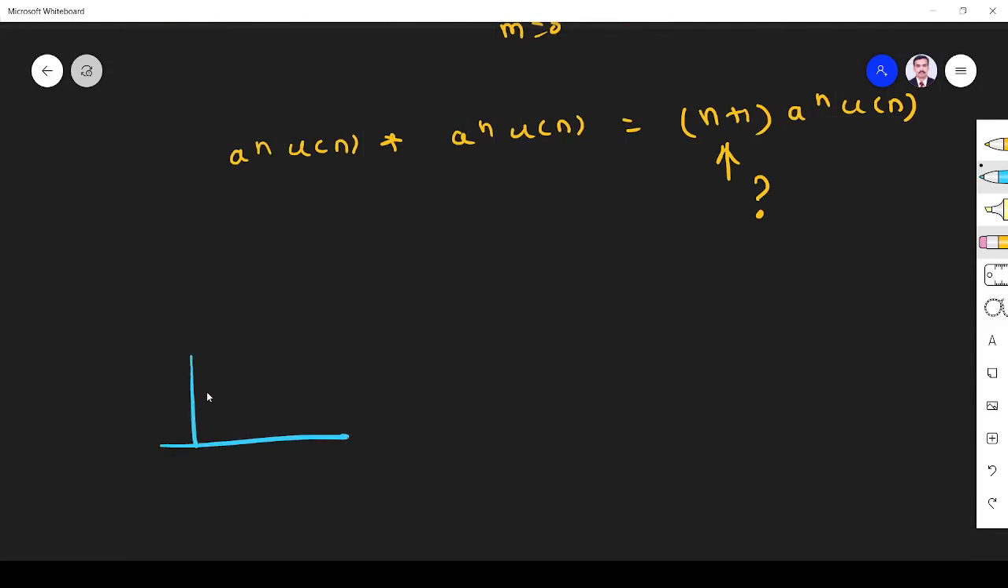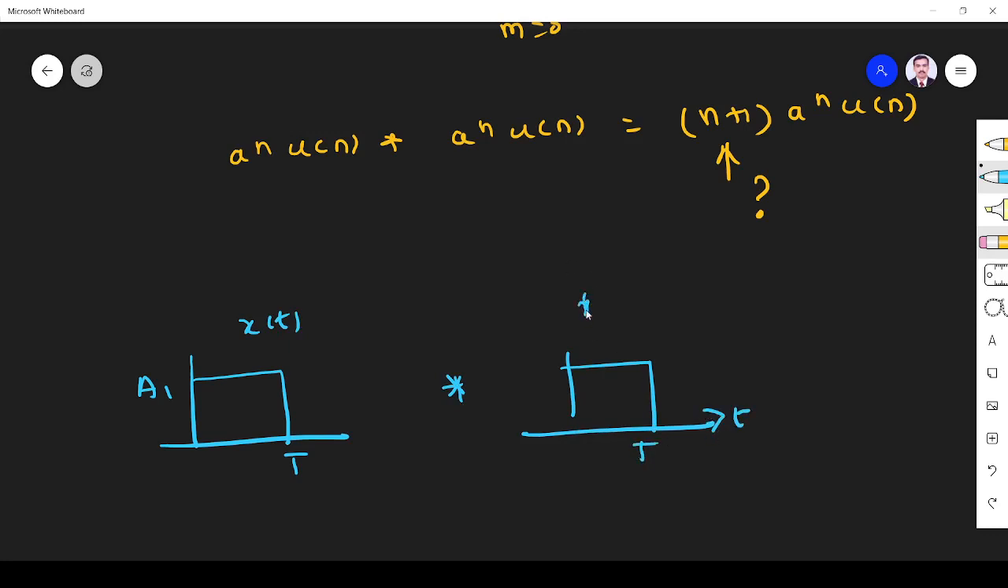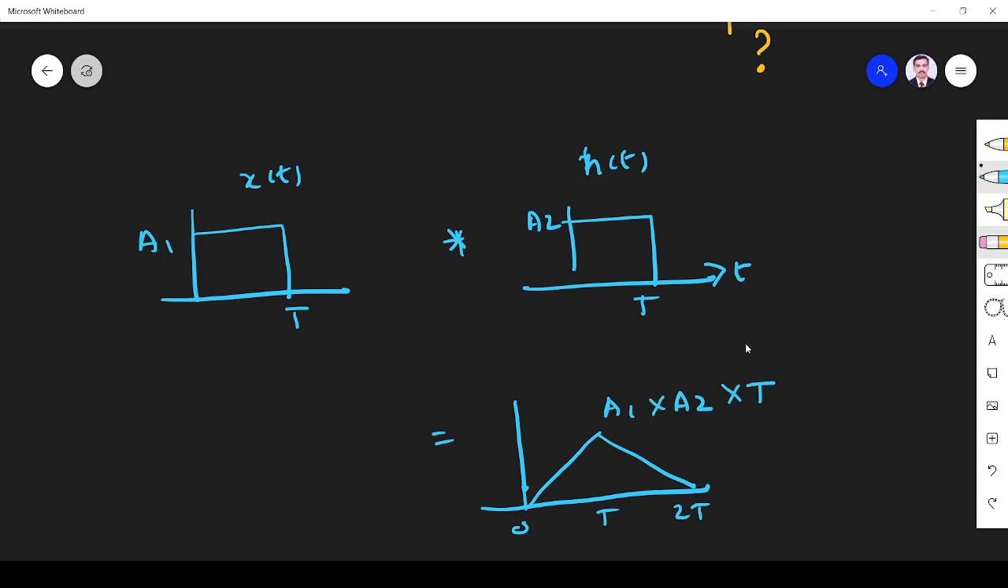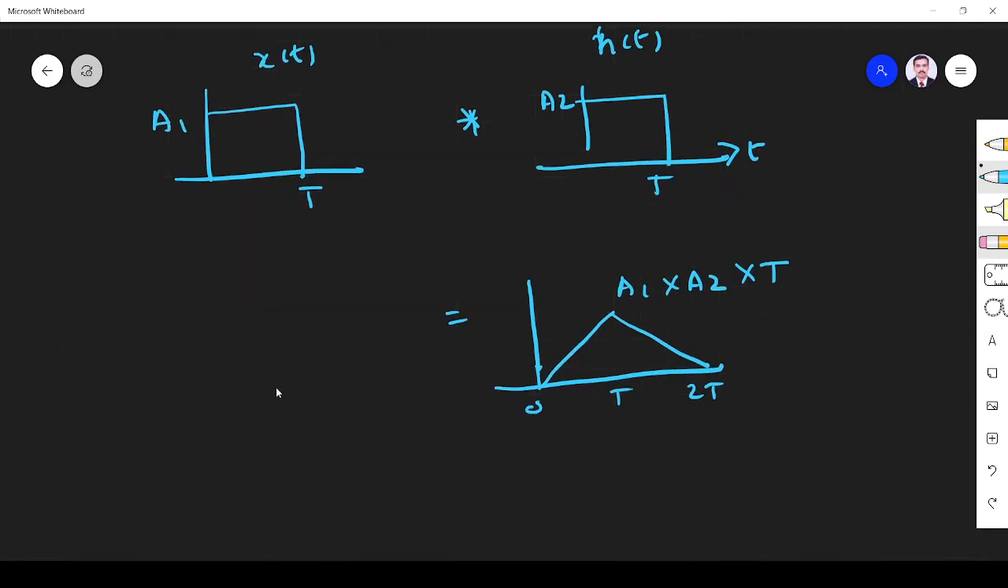Then some graphical convolution. This is x of t with amplitude a1, convolved with this h of t with amplitude a2. What we get is this. Both are square waves, so both are having the same length. So 0, T, 2T, here the peak is a1 into a2 into T, right? So this is a very important basic shortcut formula, you can use it during the exam. Okay, so that is the point.